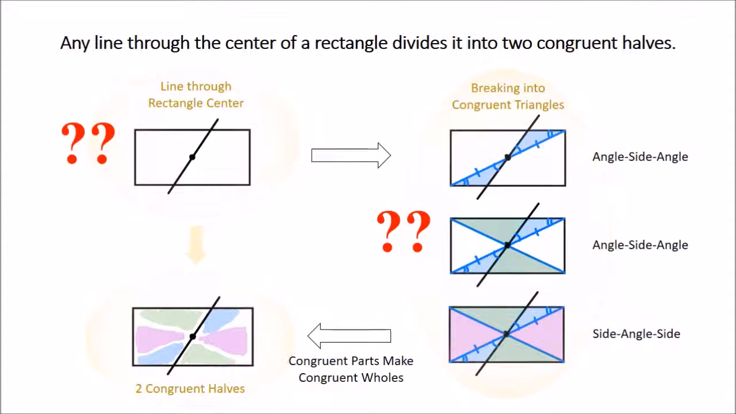Other students might say, is that the only way to break it up, or could I have broken it up into other triangles? And you could say, oh yeah, we can actually break it up a different way. For example, we could drop a vertical line, a line that's perpendicular to the bases of the rectangle, and then that one also will break it up into triangles, and you can still prove the same thing.